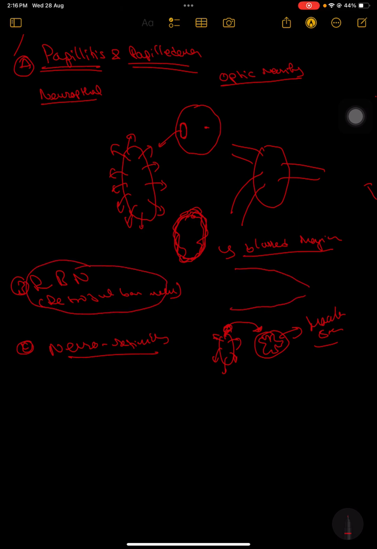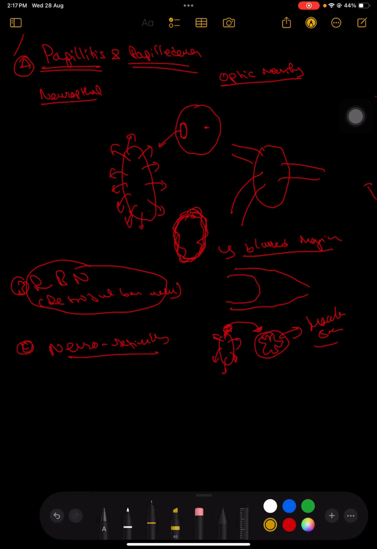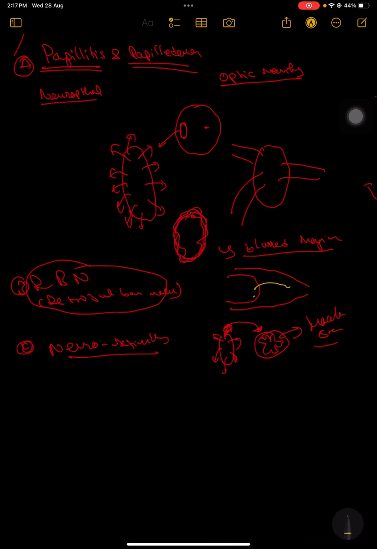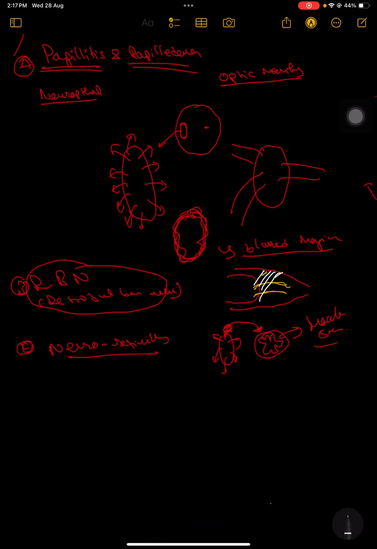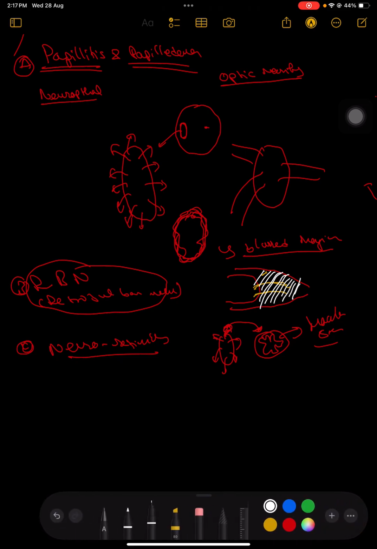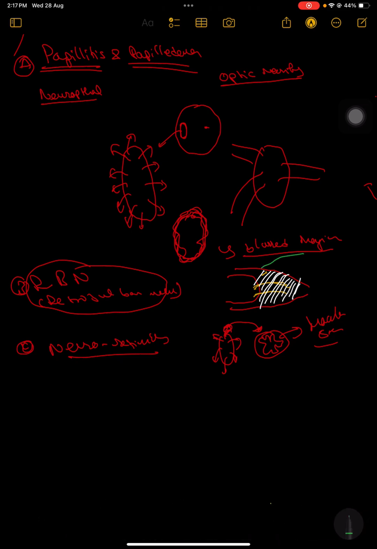Now we need to understand retrobulbar neuritis. What is the component of retrobulbar neuritis? Suppose this is your optic disc and this is your eye. At the back of your eye you have your optic nerve traveling like this. In retrobulbar neuritis there is inflammation all around this area, at the back of the eye. This whitish area is all inflammation.